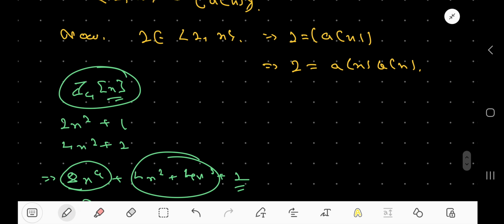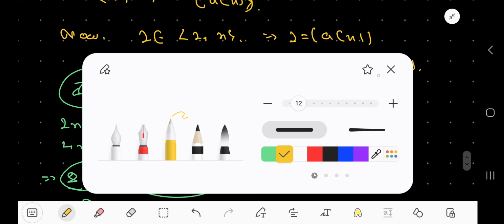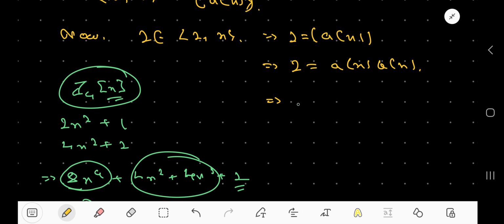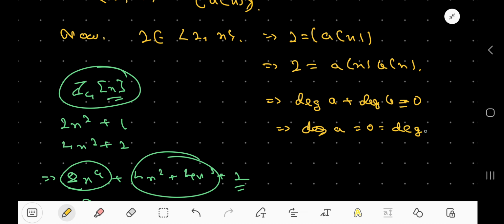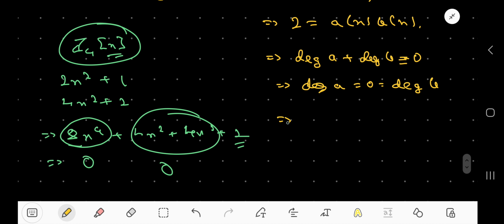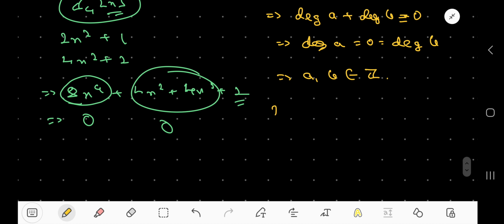So the statement for the degree is not valid there, but it will trivially hold in the case of integral domains. So in this case I can write that the degree of A plus the degree of B needs to be 0. But we are talking about non-negative elements, so this simply implies that both must be 0. The degree of A must be 0, the same as the degree of B, but then that means A and B come from the integers, they are simply integers. But now I have a factorization of the prime 2.